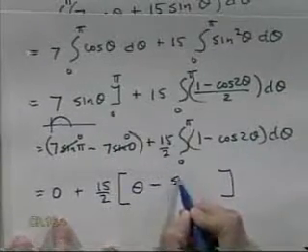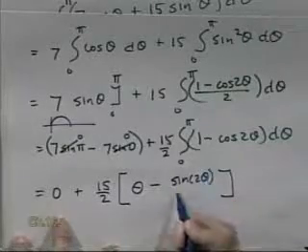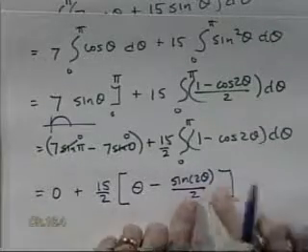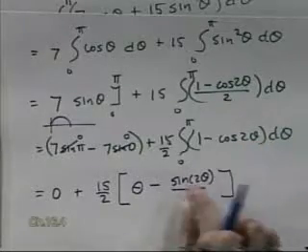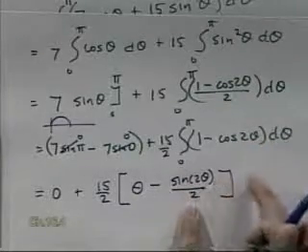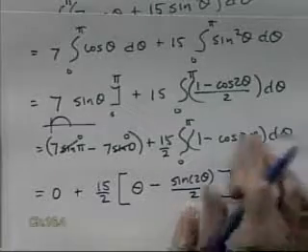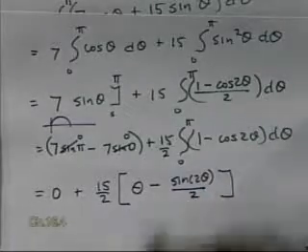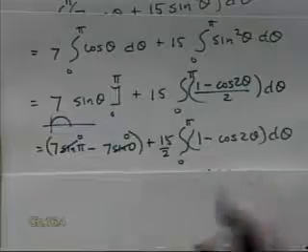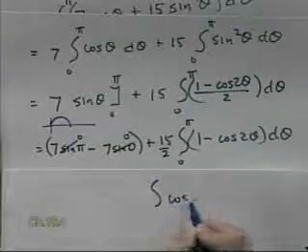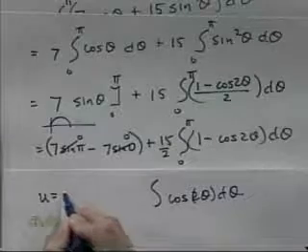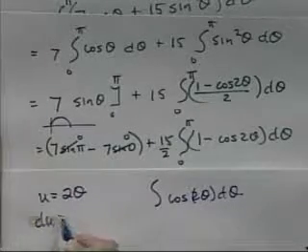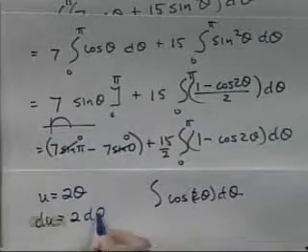It's going to be sine 2 theta, but you'll need over 2. And to check yourself, the derivative of this should give me what's inside. And when I take the derivative of sine 2 theta, I get cosine 2 theta times 2, and the 2's cancel. If you're not comfortable with that in figuring out the integral of cosine 2 theta d theta, you need to go through with a u substitution of u is 2 theta, so du is 2 d theta.